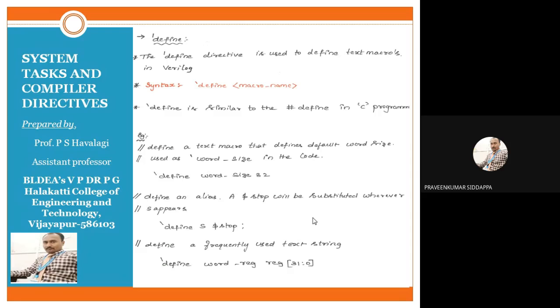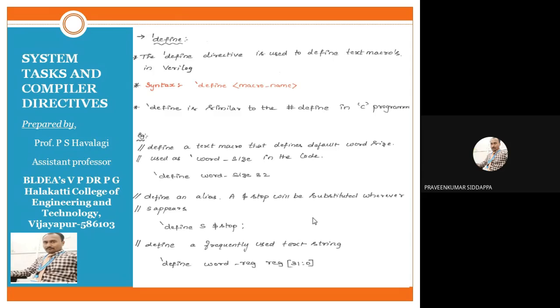Okay, next, define frequently used text string. How will we define it? That should be defined by using `define WORD_REGISTER register [31:0]. We have a register set, that register set should be 32 bit. How will you define it? By using tick mark define. So we will use this one. Any new variables that we have used directly in your program, at that time we should define it by using tick mark define.